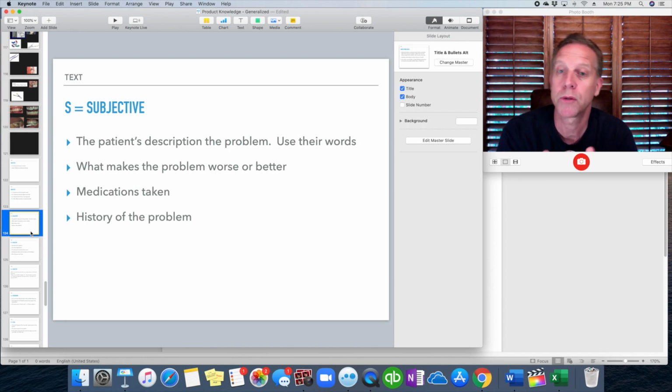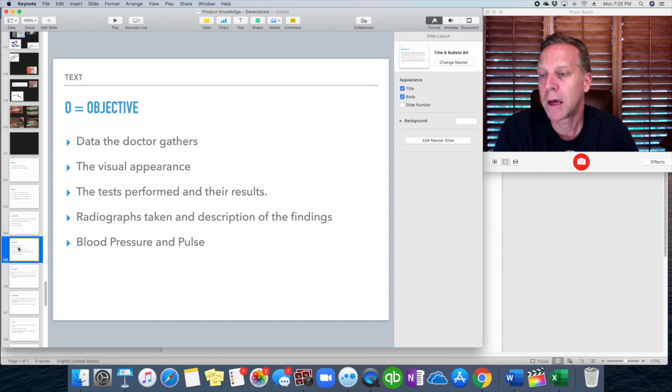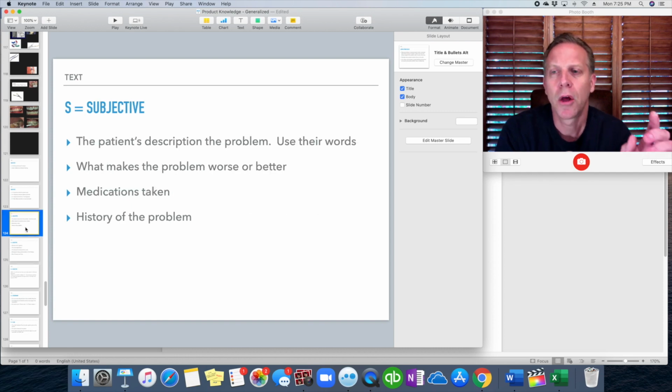We want to put in anything that the patient says. What makes the problem worse? What makes it better? What medications have they taken? What's the history of the problem? What led to it? What's been the pattern of their pain over time? It's all the descriptive things that the patient is reporting to us on what they're experiencing. I'm going to go back for a second. When we're putting this in there, there's no need to say "patient says." Just go ahead and put what they say. We're just going to assume that if it's in the subjective part, it's what the patient has told us.